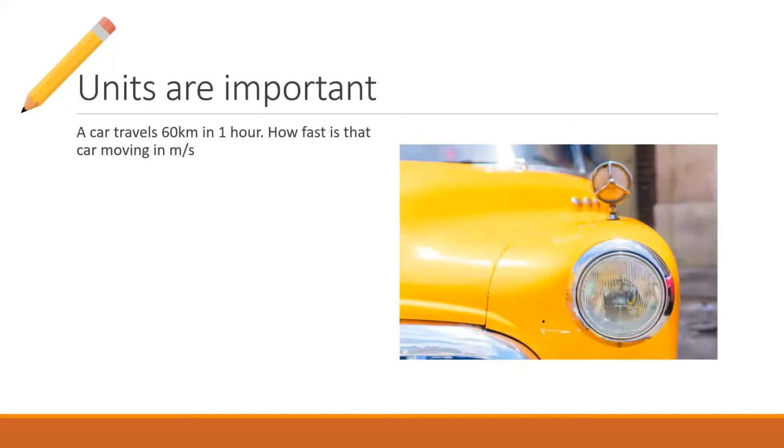So a car travels 60 kilometers in 1 hour. How fast is that car moving in meters per second? Let me show you guys a couple of different ways you can solve this problem. The speed, which is distance over time, which is 60 kilometers in 1 hour, is going to be 60 kilometers per hour. That's fine, but that doesn't help us solve our problem.